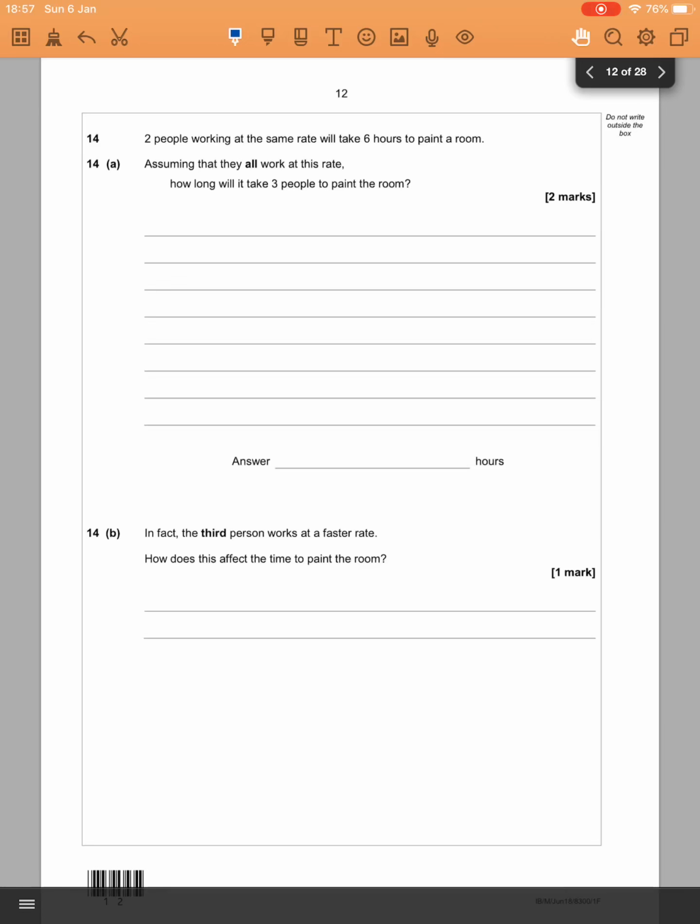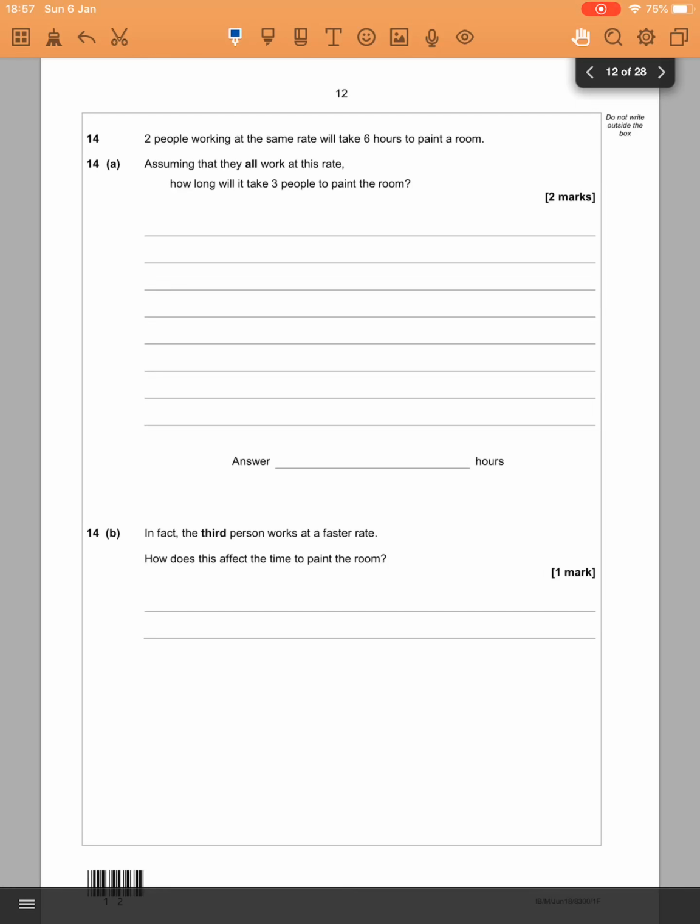Question 14. Two people working at the same rate will take 6 hours to paint a room. Assuming that they all work at this rate, how long will it take 3 people to paint the room? So we've got an extra person come along to help, so that would mean it's going to take us less time to paint the room.